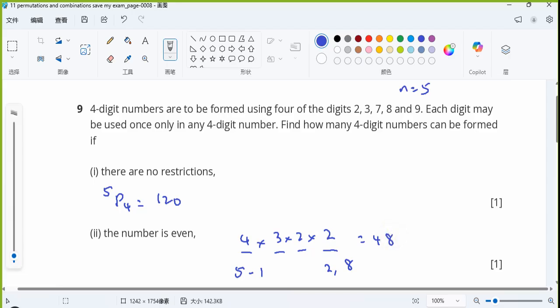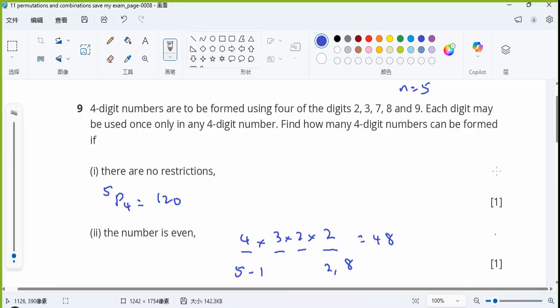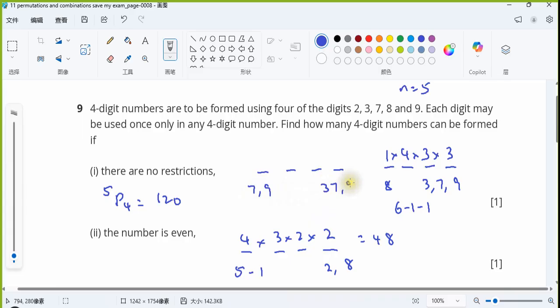Okay, and then greater than 7,000 and odd. Okay, greater than 7,000 and odd. So odd means it ends with 3, 7, 9, and greater than 7,000 means it starts with 8 here. So we have 6 minus 1, then 4, 3. And then we can have the 7 or 9 here. Then 3, 7, 9 here. We have 2 here, 2 here.